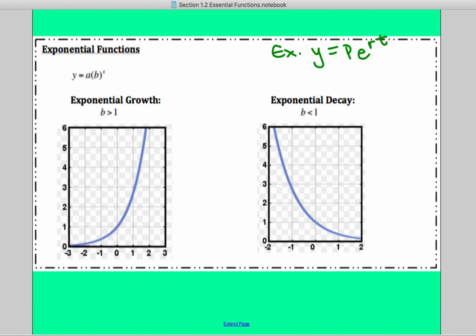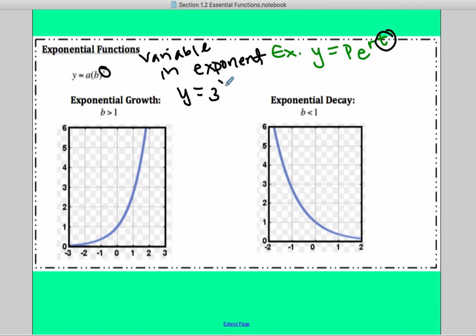The biggest thing is that in order to be an exponential function, your variable is in the exponent, and t is our variable here. Okay, so you have a variable in the exponent. So y equals 3 to the x, that's an example of an exponential. Y equals e to the x, that's also an exponential. Anything that has a variable in the exponent is an exponential function.